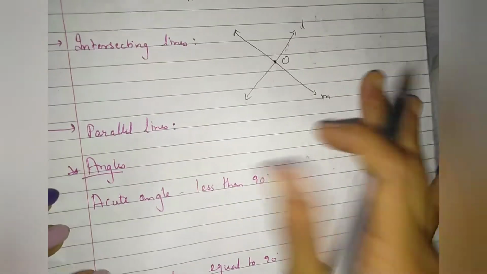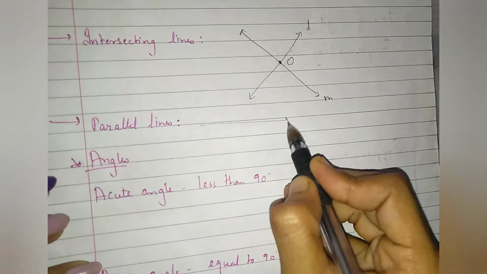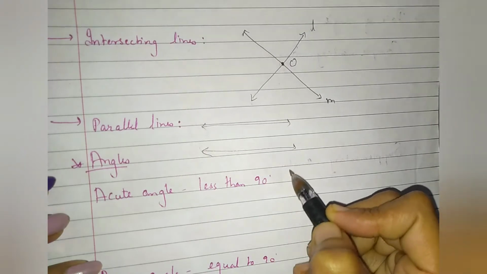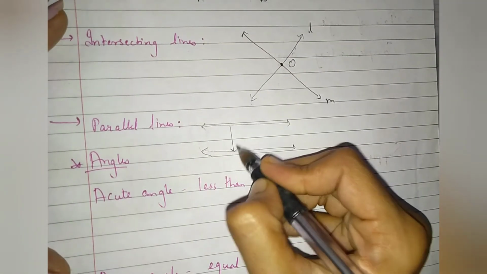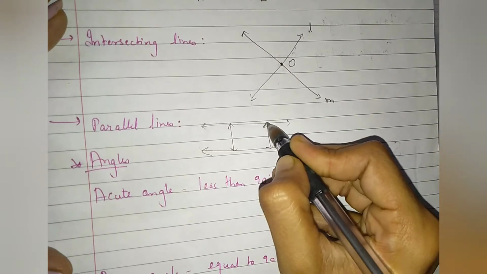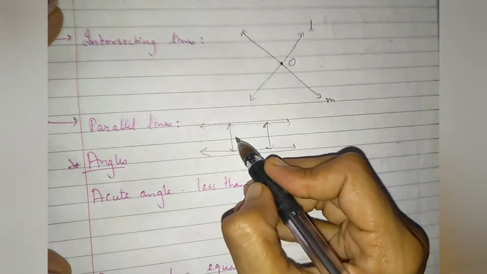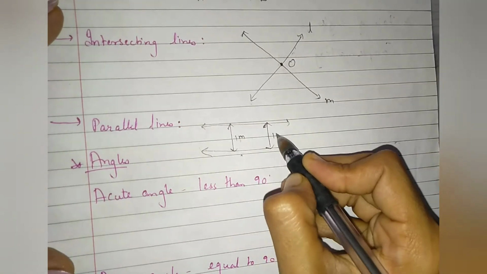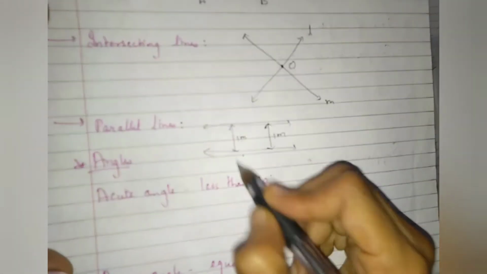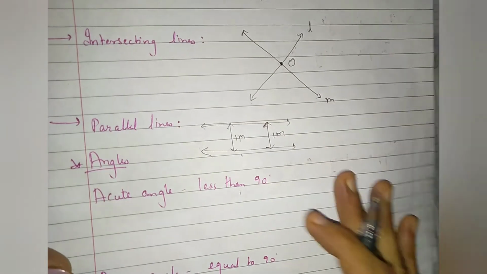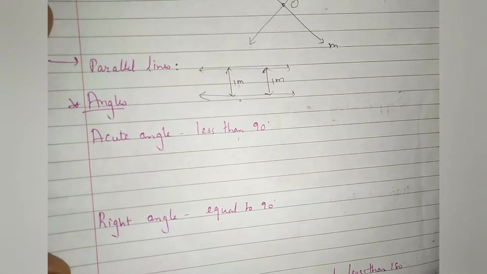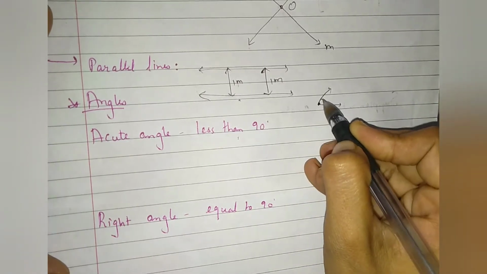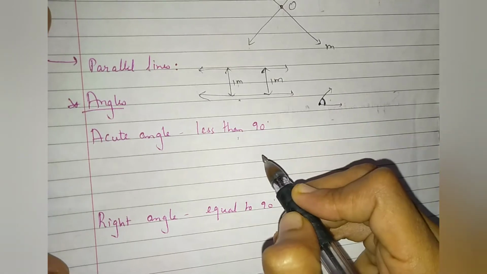Now parallel lines. What are parallel lines? If the lines don't intersect each other, then they are called parallel lines, but the distance between them should be the same. Between the parallel lines, the distance should be the same. See, if here it is 1 meter distance and this is also 1 meter distance, then they are called parallel lines. Now see the angles. Angle means two rays forming by intersecting form an angle. This is called an angle.